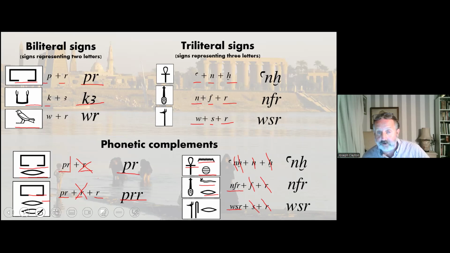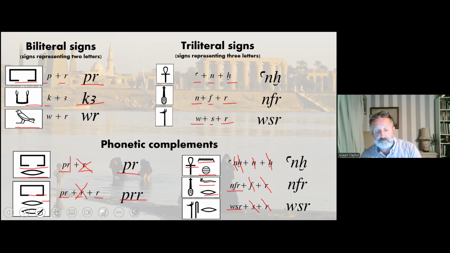Triliterals can have no phonetic complements. They can have one phonetic complement, or they can have two phonetic complements, but they can never have three. You'll never see a triliteral with three phonetic complements, not in Middle Egyptian anyway. Old Egyptian, they just make up the rules as they go along because they're not entirely sure what the rules are for writing things because it's not been standardised properly. Yeah, but in Middle Egyptian, you're never going to get three phonetic complements for a triliteral.